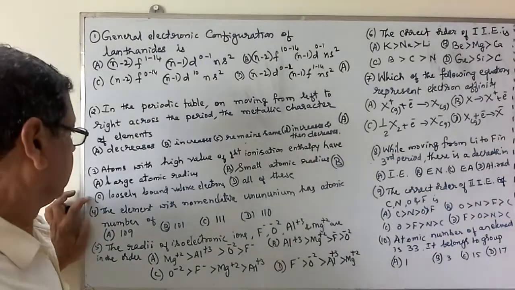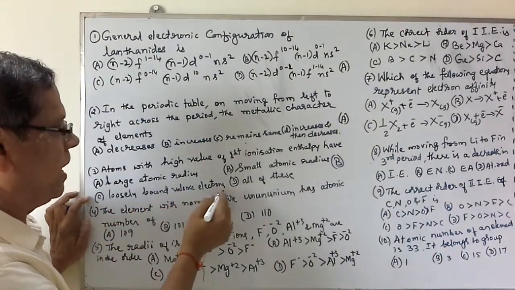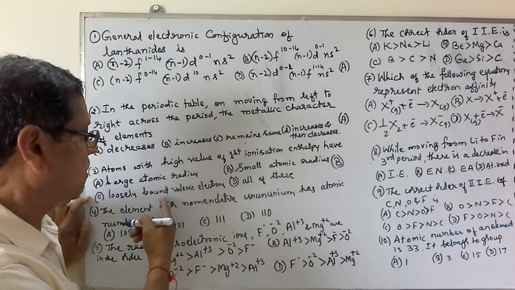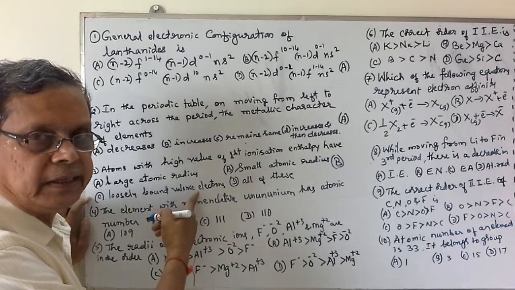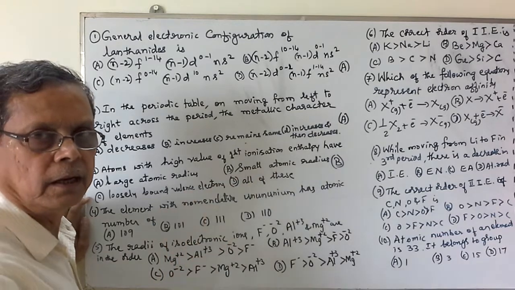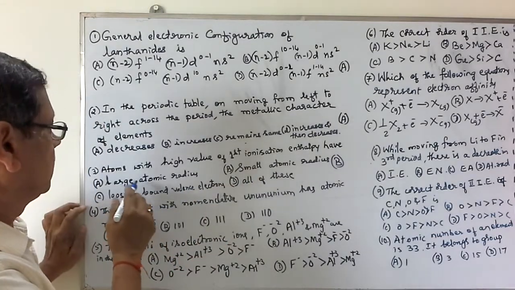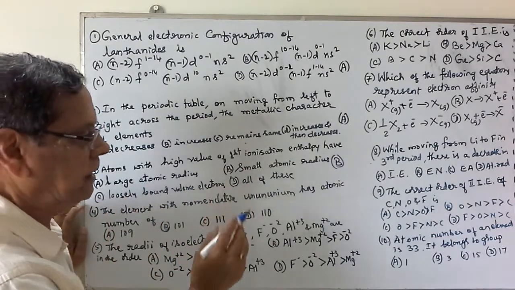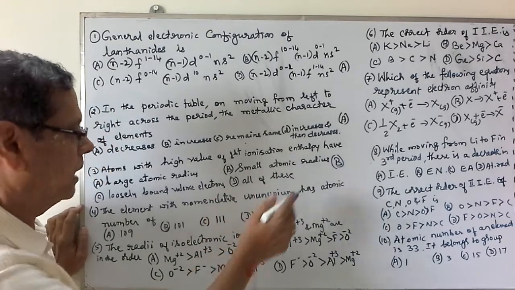Coming to the next one, loosely bound valence electrons. When the valence electrons are loosely bound, they will take less energy for their removal. That's why A, C and D are not correct. That's why B is correct.